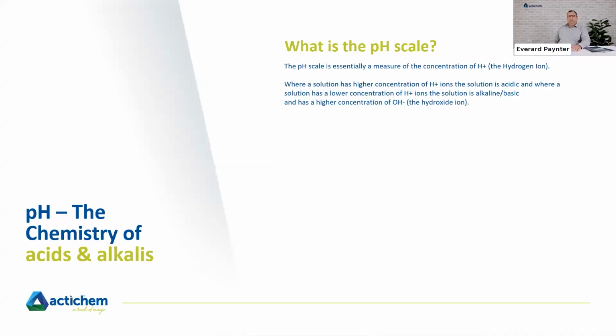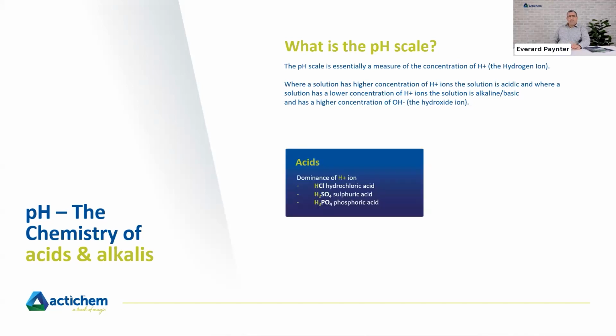So what is the pH scale? The pH scale is essentially a measure of the concentration of the hydrogen ion. When a solution has a higher concentration of hydrogen ions, that is when it is on the pH acid side. When it has a concentration of the hydroxide ions, the OH, that is when we have an alkaline or a basic pH.